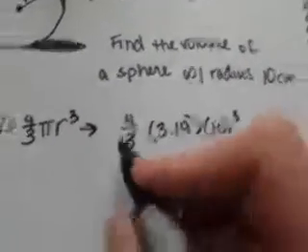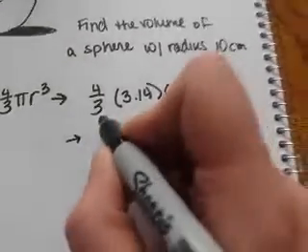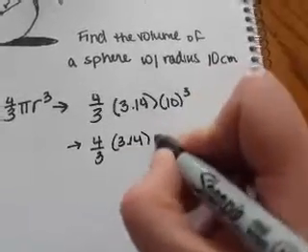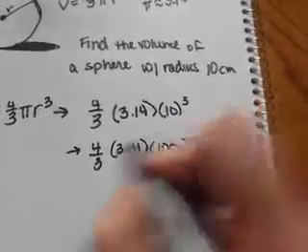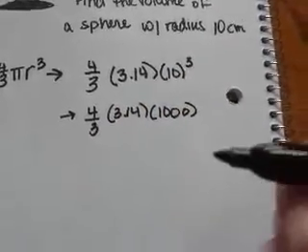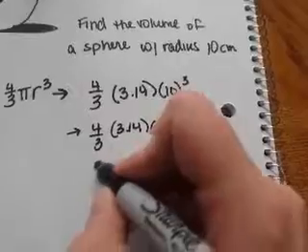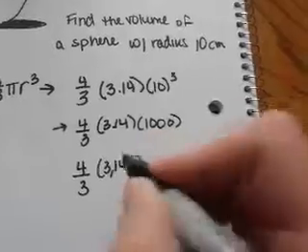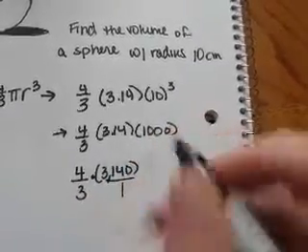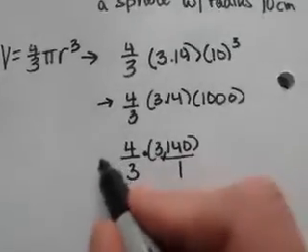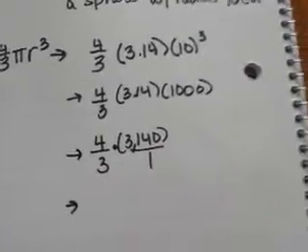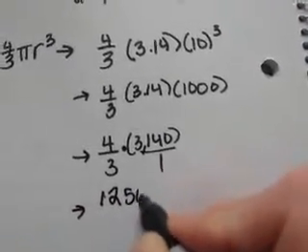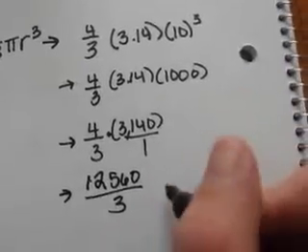Now it's important to remember to follow the order of operations. So 10 cubed is 1,000. Using just the commutative property of multiplication here, 3.14 times 1,000 is 3,140. Remember, to multiply a fraction and a whole number, you put the whole number over 1, and we multiply the numerators together and the denominators together. So we will get 12,560, all divided by 3.